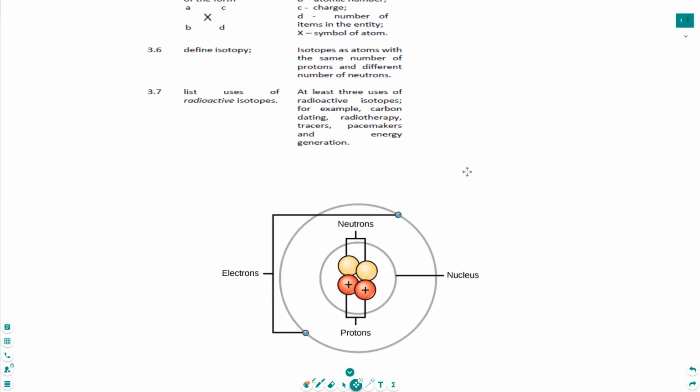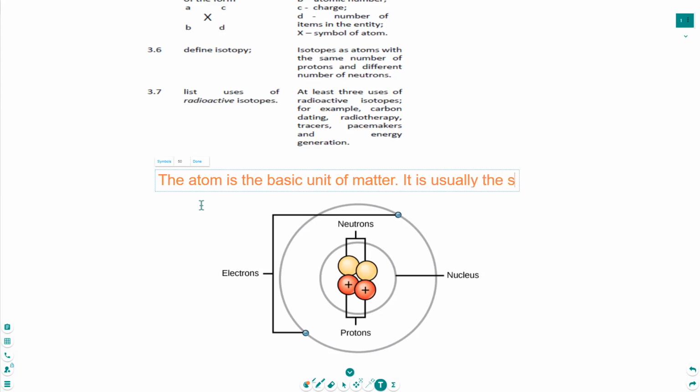And starting with the structure of the atom. All right, so first and foremost, I would like us to know that the atom is the basic unit of matter. So it usually can't be broken down into any smaller pieces. It is the smallest unit that can participate in a reaction.